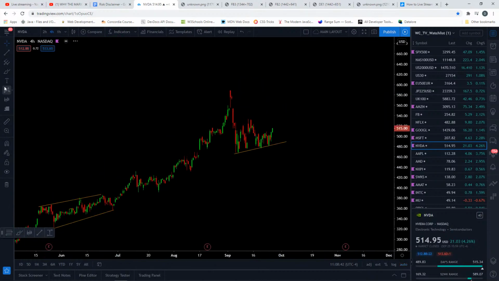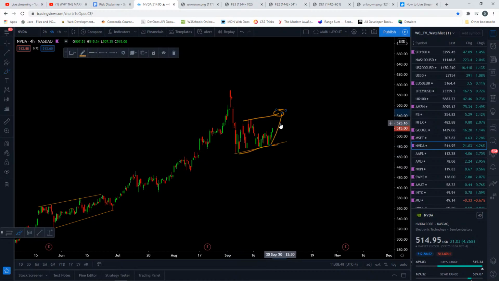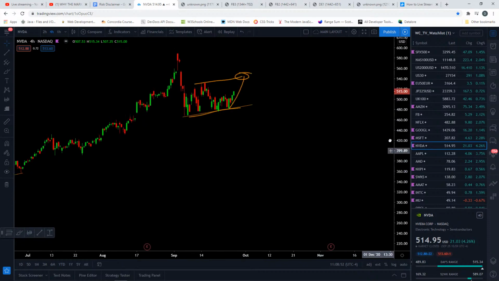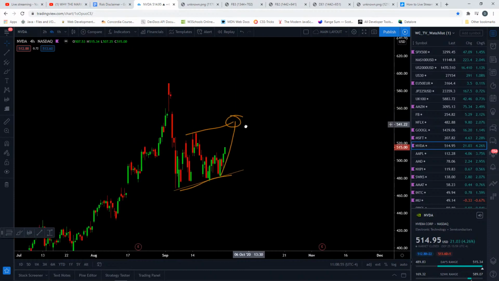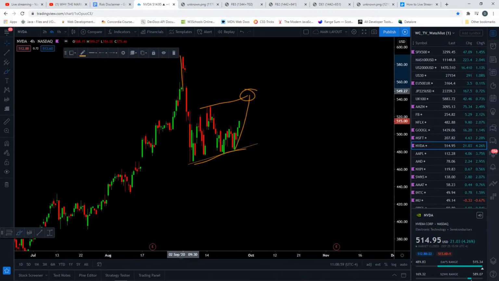Just Nvidia, be careful when it comes here because this might be a pattern of its own, right? So look, when it's here, hedge yourself. 535, 540 is a good place to get out of some longs and keep some of them and ride some of them, because this might do this. We never know.